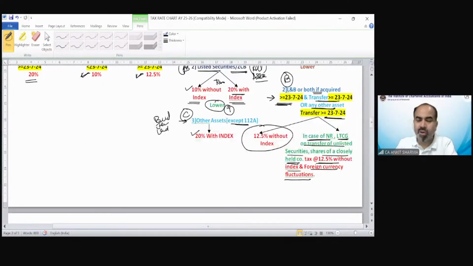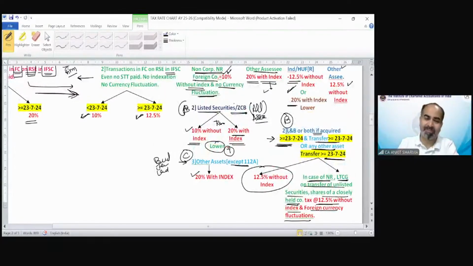I do agree with all of you. You all might be thinking, what is this happening? But let me tell you one more thing. This is the easiest way to make you understand the concept of tax rate in case of long term and short term. Okay, tell me one thing.